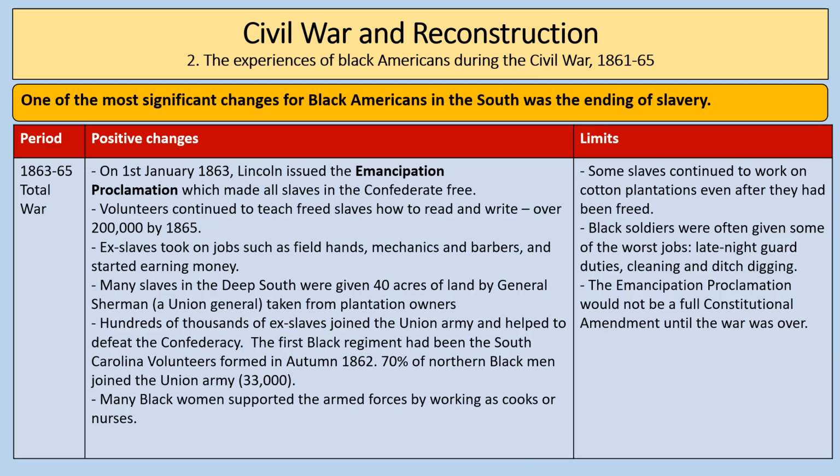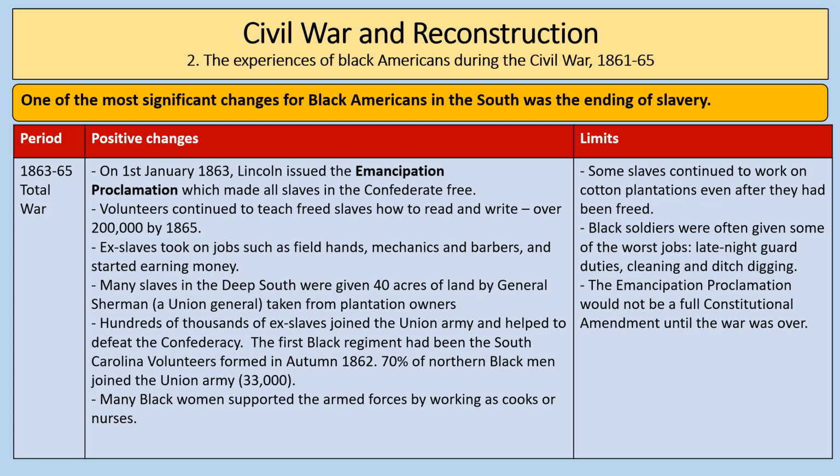Alright, so we've just looked at some positive changes and some limits in the total war phase of the war. So we know that Lincoln issued the Emancipation Proclamation, which made all slaves in the Confederacy free. Volunteers continued to teach freed slaves how to read and write, over 200,000 by 1865. Ex-slaves began to take on jobs such as field hands, mechanics and barbers and started earning money. Many slaves in the Deep South were given 40 acres of land by General Sherman, a Union general. Hundreds of thousands of ex-slaves joined the Union Army and helped to defeat the Confederacy.